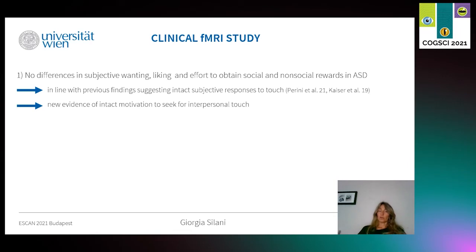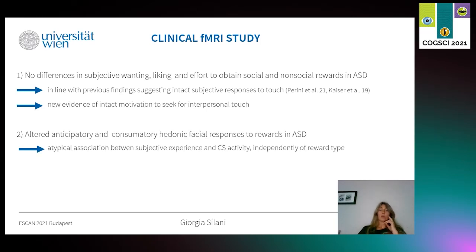So to conclude the clinical fMRI study, we could say that no difference in subjective wanting, liking, and effort to obtain social and non-social rewards was observed. And this is already in line with the most recent literature that suggests an intact subjective response to touch, for example, and also points to the fact that at least the subjective motivational system seems to be not altered. But what is altered or different are the anticipatory and consummatory hedonic facial responses in the autistic subjects compared to the neurotypical population. And therefore, we can hypothesize an atypical processing and association between subjective experience and facial activity or facial expression.